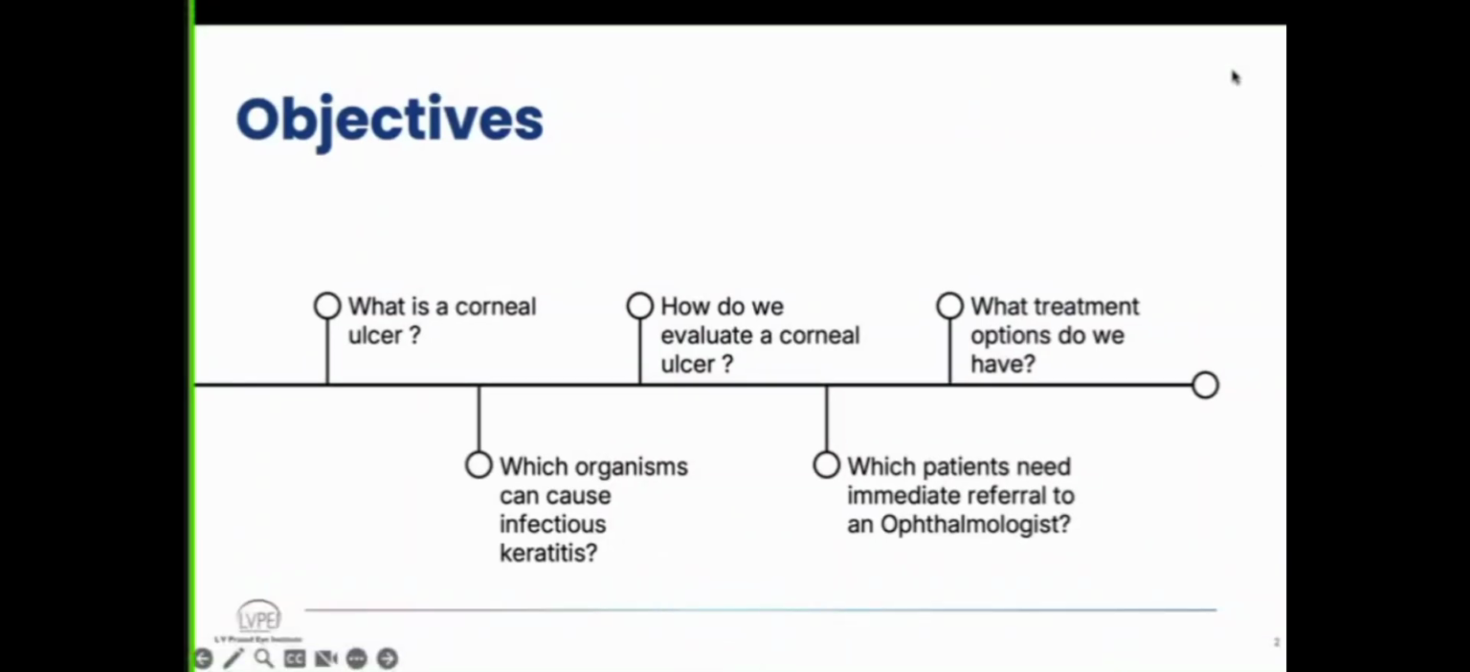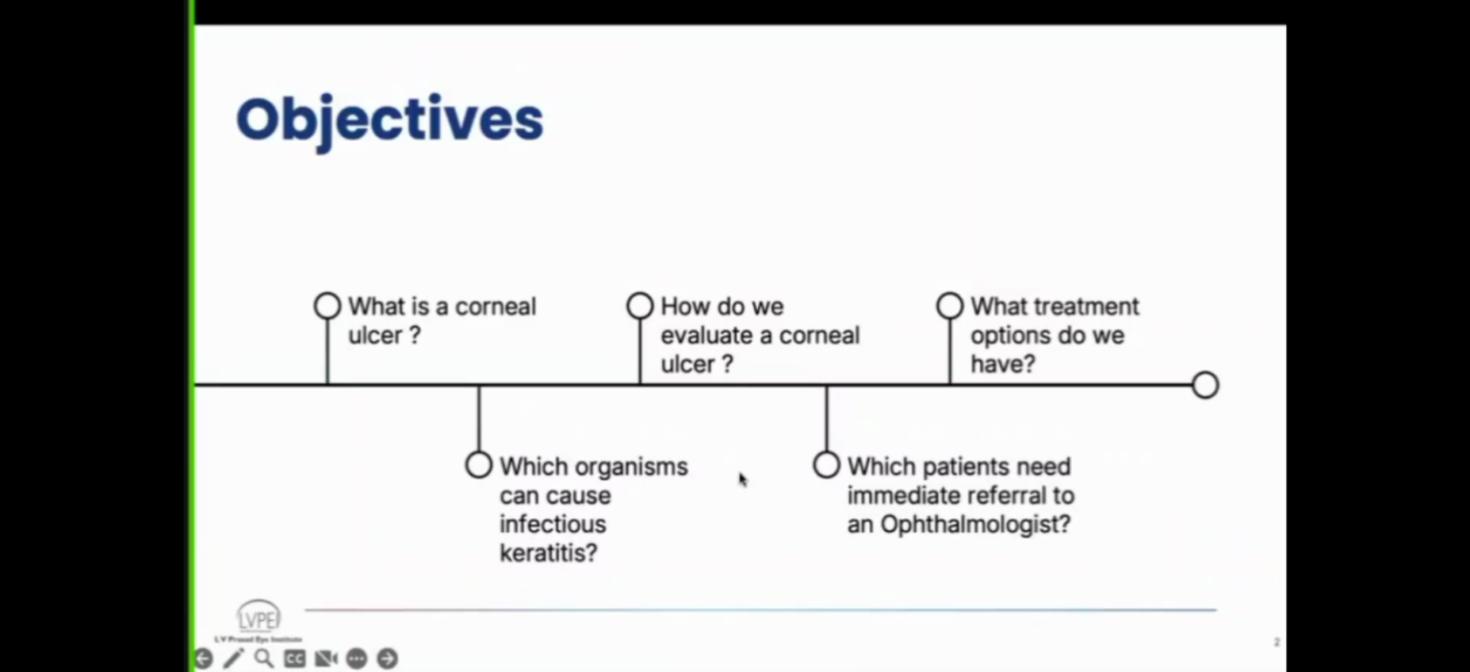So you would have heard these terms being used interchangeably. Can anyone tell me what is the difference between corneal ulcer, infectious keratitis, and microbial keratitis? Many times these terms are used interchangeably, but there is a difference to all of these. Anyone? So what is a corneal ulcer?